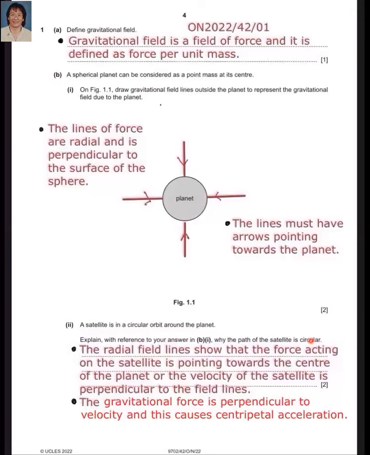And then you must know that the gravitational force provides the centripetal force. And the centripetal force is always perpendicular to the direction of the velocity. Since the gravitational lines of force are radial lines that we draw here. Radial line means they go towards the radius, towards the center of the planet.